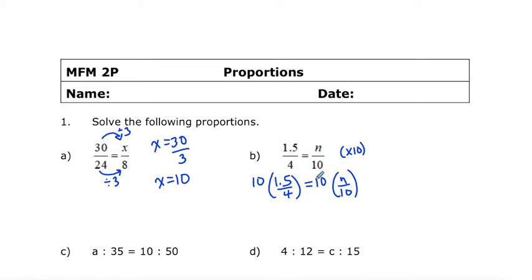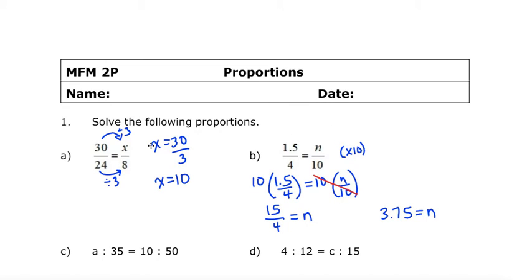n divided by 10, or 10 divided by 10 is 1, so I'm left with n on the right-hand side. 10 times 1.5 gives me 15. So 15 divided by 4 gives me n, and 15 divided by 4 will give me 3.75, and so that's the value of n. So that's one way that you can solve for your missing variables.